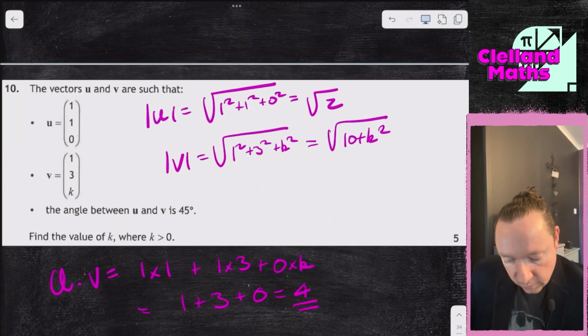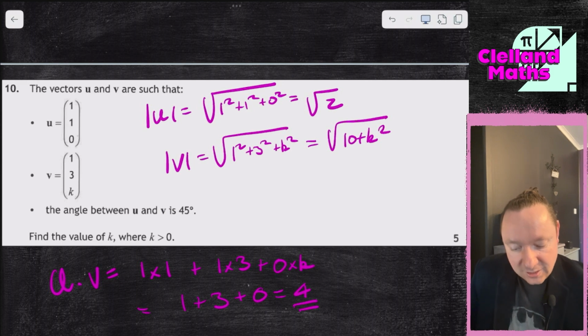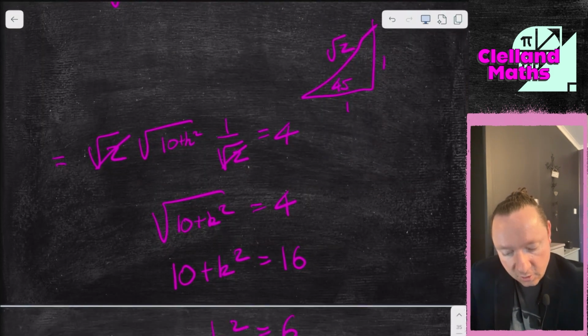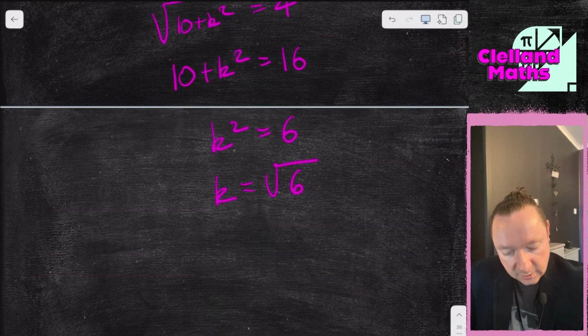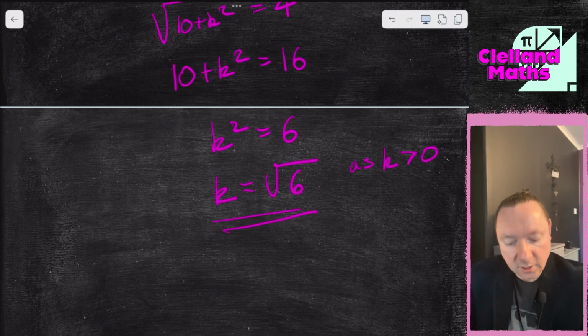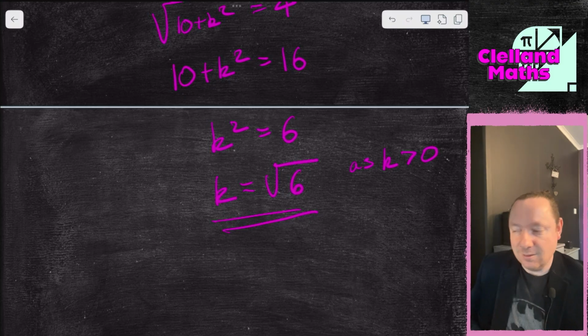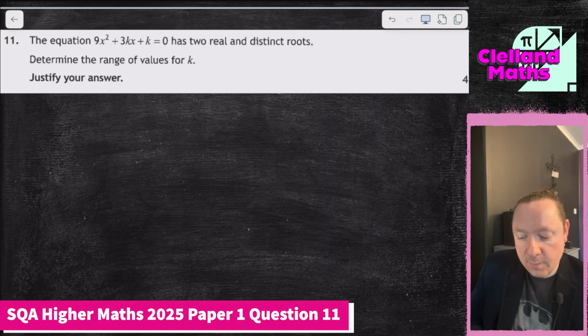So what was the question? Find the value of k where k is greater than 0. Okay, it says k is greater than 0, so k is just root 6 as k is greater than 0. In other words, not minus root 6. And we're done there. SQA Higher Maths 2025, paper 1, question 11.